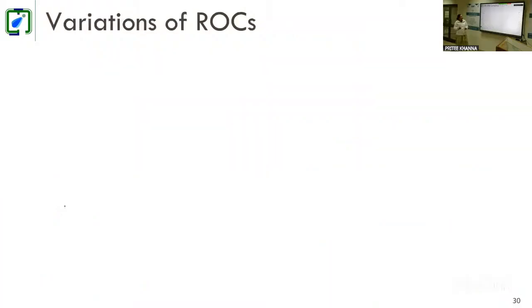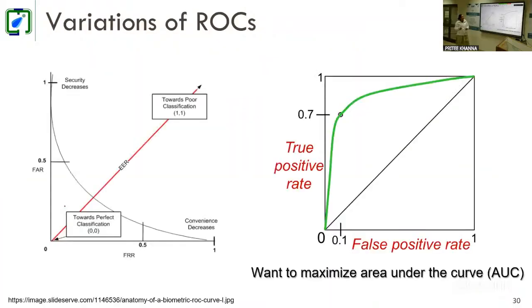Here you can see another version. It is a similar thing, with false positive: he is accepted, but that is wrong; he is a true positive. Here it was false accept and false reject, but here it is false positive and true positive. The same thing. So this is another version of the ROC.